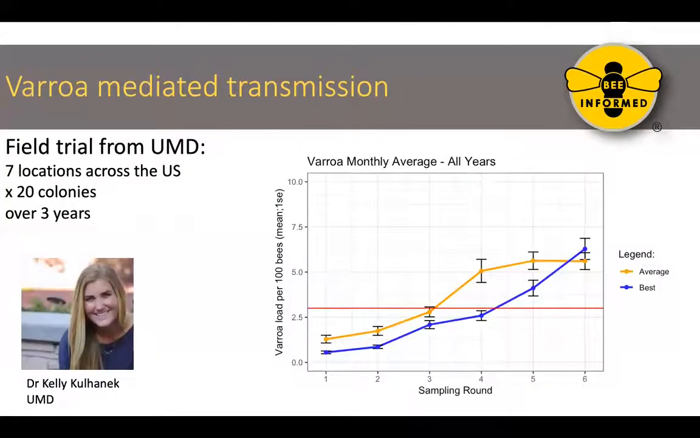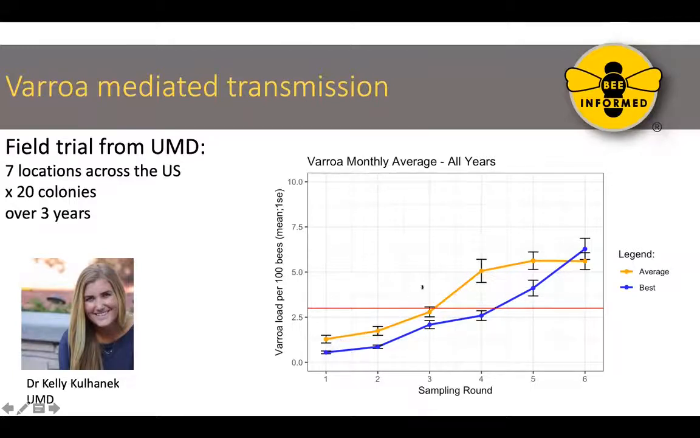Dr. Coulinet followed 20 colonies in seven different locations in the US, and she found that the Varroa loads throughout the course of three seasons were closely associated with the deformed wing virus A load. Here, you can see the Varroa load by months, the first month and the sixth month. The first month, I believe, is May, and the sixth month is October. So it represents spring going into summer, going into fall. And you can see that at the end, in the fall, most of them are all above threshold.